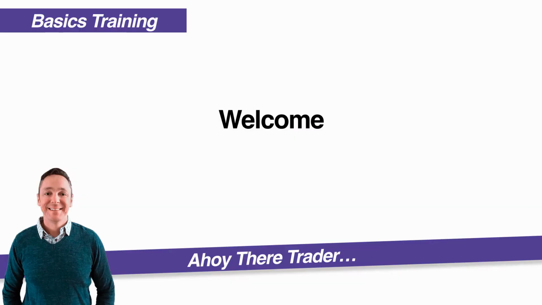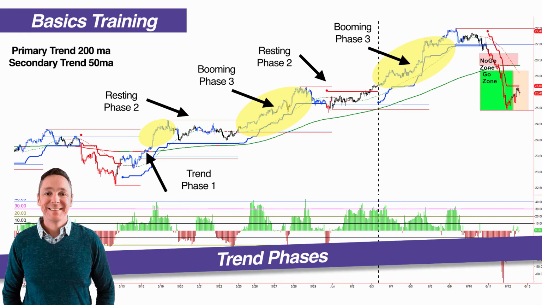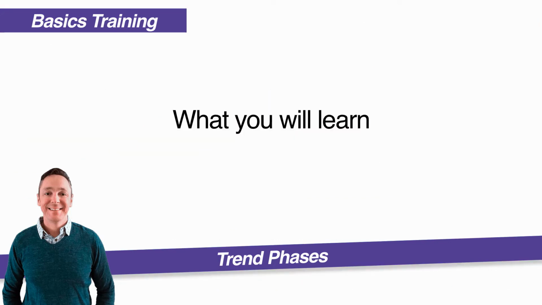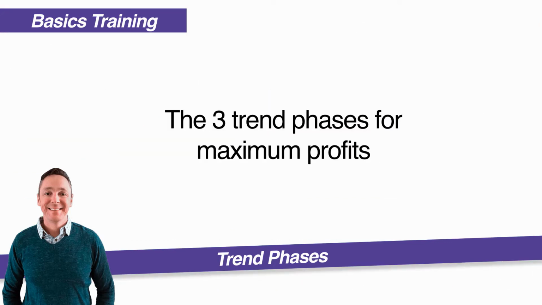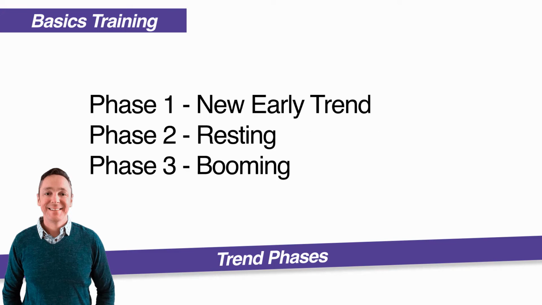On this short training we're going to start looking at trend phases in a little bit more detail. Now what you're going to learn is the three phases for maximum profits, and those three phases are: a new early stage trend, phase 1, phase 2 is resting, and phase 3 is booming.